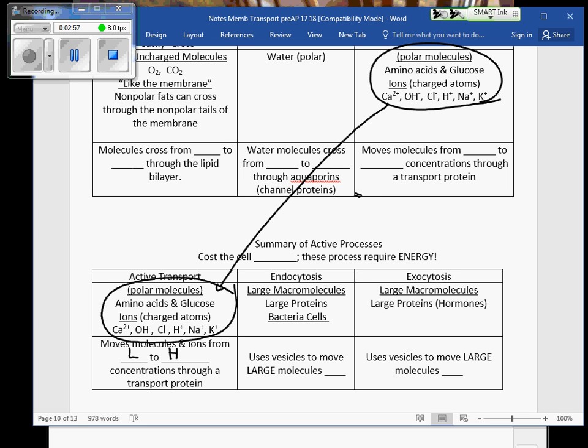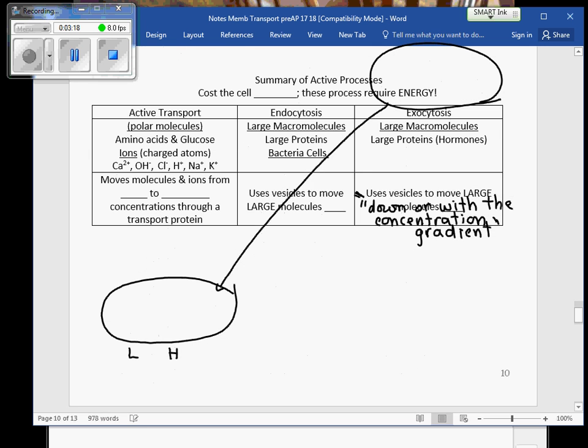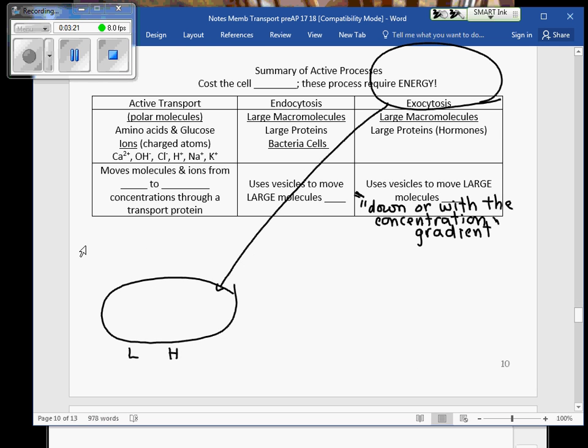Now, remember, another way to say molecules are being moved from high to low is we say that they're moving down or with the concentration gradient. When it comes to active transport, we're going to say that the molecules are being moved up or against the concentration gradient.